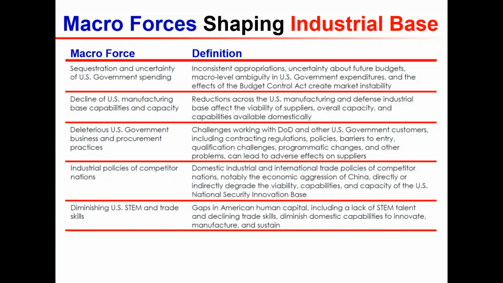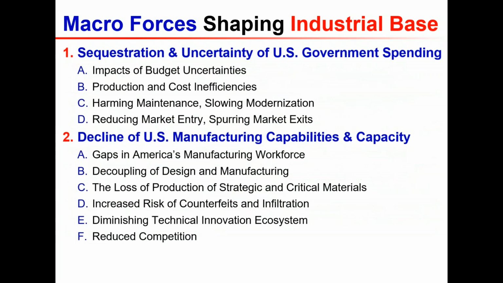Let me talk in a little more detail about each one of these, but I encourage you to look at the report to get even more detail. In the next 2 slides, if you read the report, they list the macro forces 1 through 5, and they have A, B, C, D, E, F under each one, specific elements of that. I'm not going to go through each one of these. Please read the report, but broadly speaking, what do we mean by these macro forces? The first one is the sequestration and uncertainty of U.S. government spending. The idea here is that we get fluctuations up and down over time in defense spending based on geopolitical realities, conflict realities, budget realities, and economic realities.